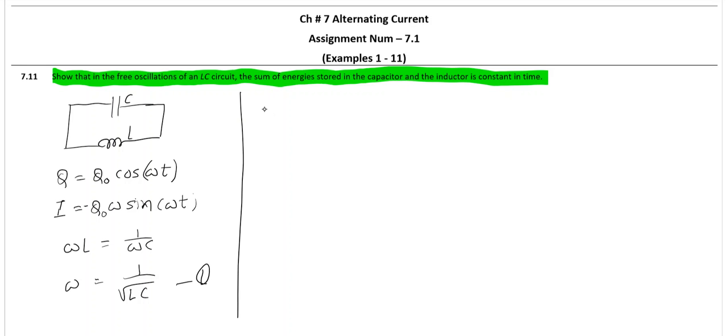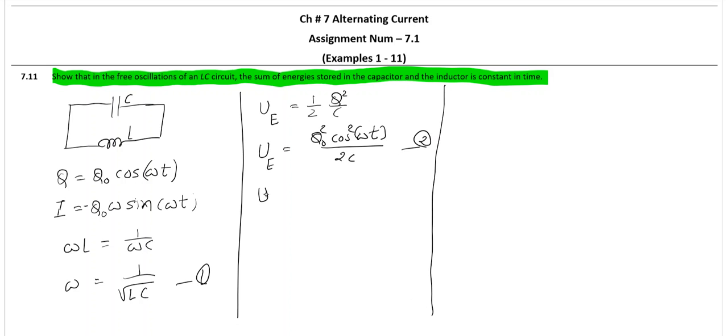Now we know that the energy of the capacitor, which is stored in the form of electric field, if we call it UE, is Q²/2C. So I can write this as UE = Q0² cos² ωt / 2C. Let me call it equation 2.